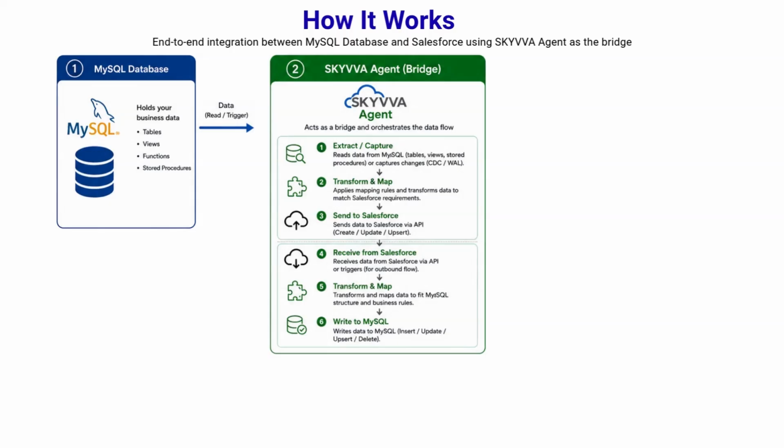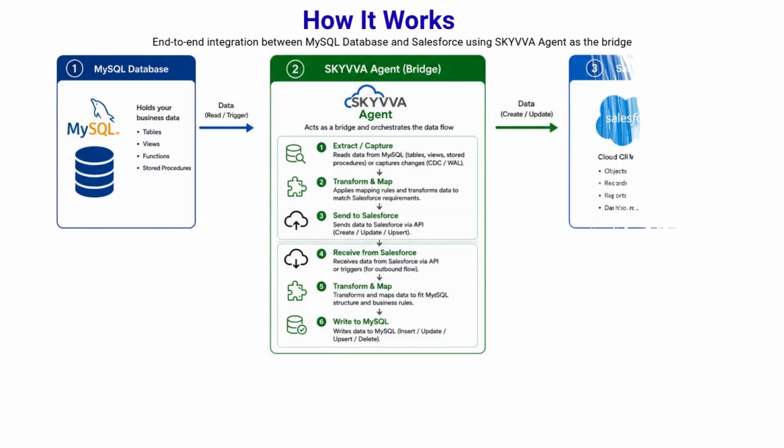Once the processing is complete, the agent sends the transformed data securely to Salesforce through the Salesforce API using create, update, or upsert operations. For outbound integration, the process works in the opposite direction. SKYVVA Agent receives data from Salesforce, transforms it into the appropriate MySQL database structure, and writes the processed records back into the MySQL database.